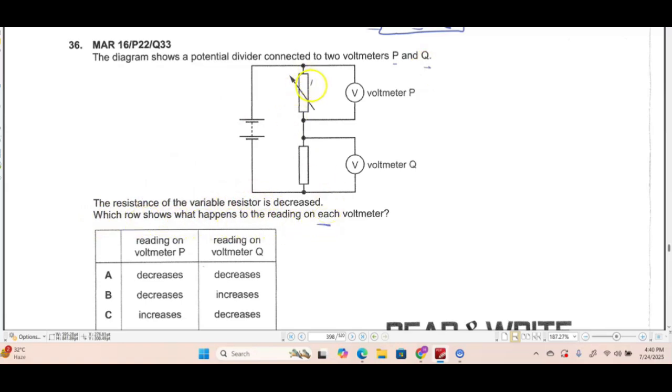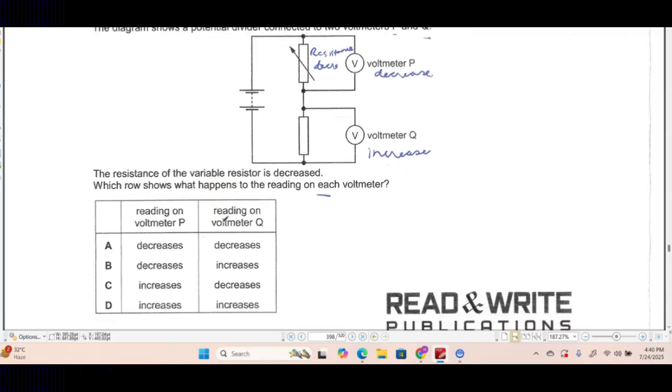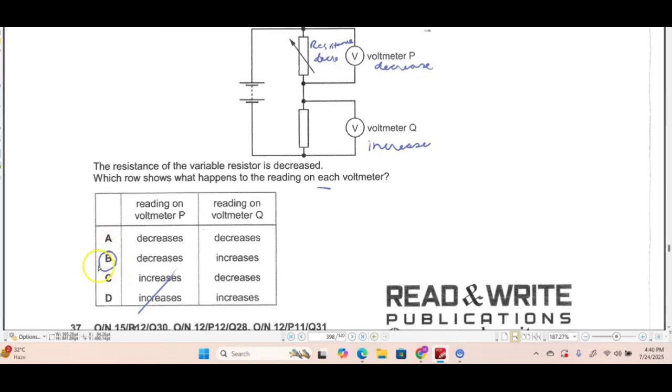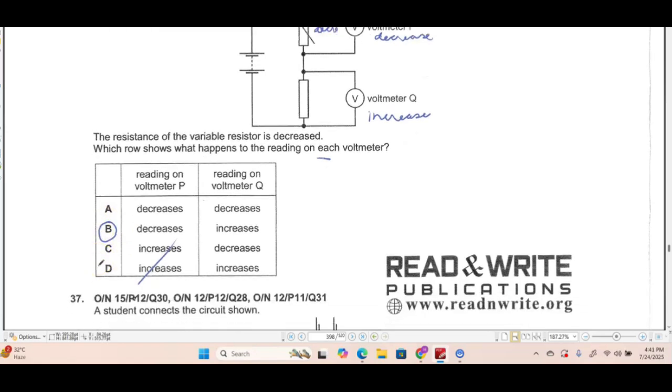If the resistance over here is decreased, the reading on the voltmeter is also going to decrease. And if a decrease is happening over here, then an increase is going to be happening over here. So let's look at our options. The reading on voltmeter P has to decrease, so these two options have been eliminated. And the reading on voltmeter Q has to increase. So B is our correct option for question number 36.